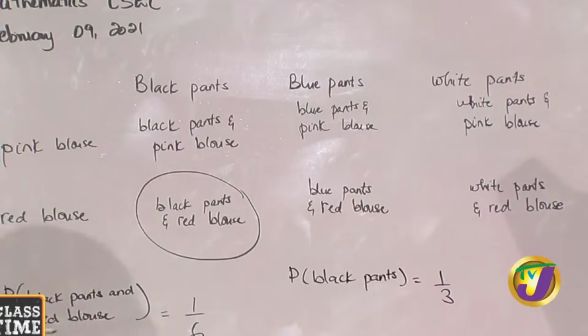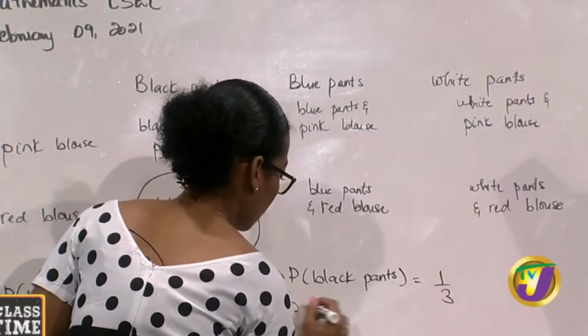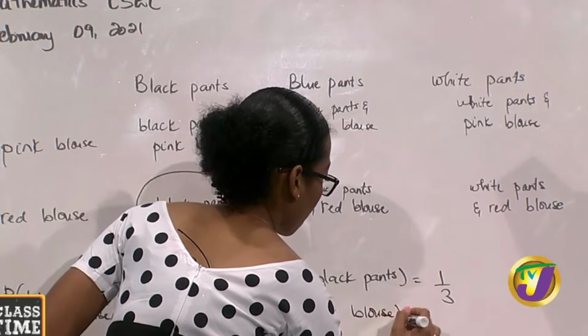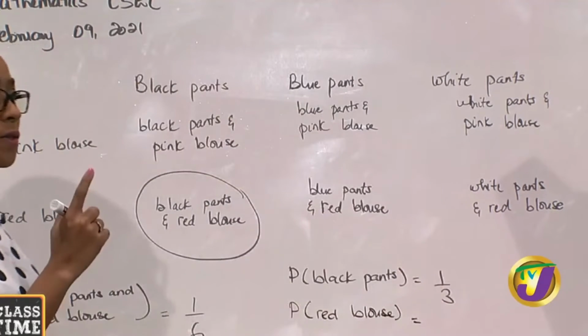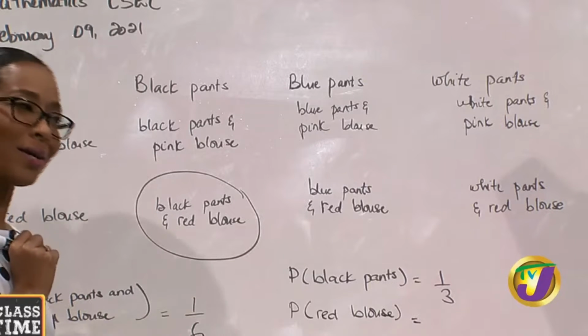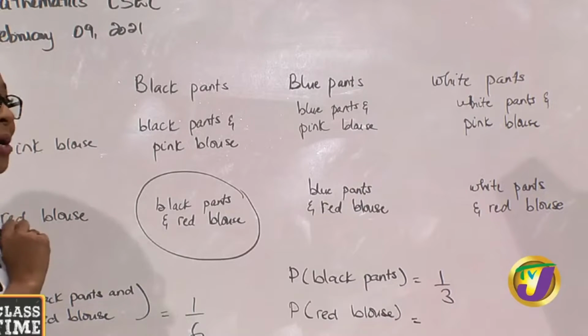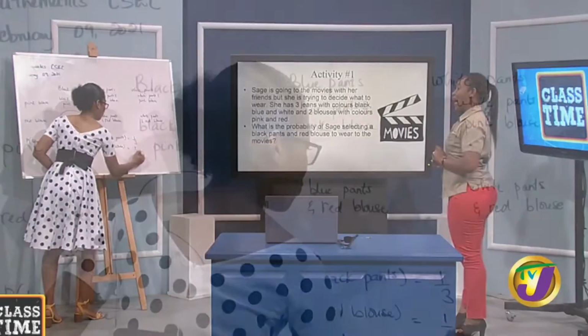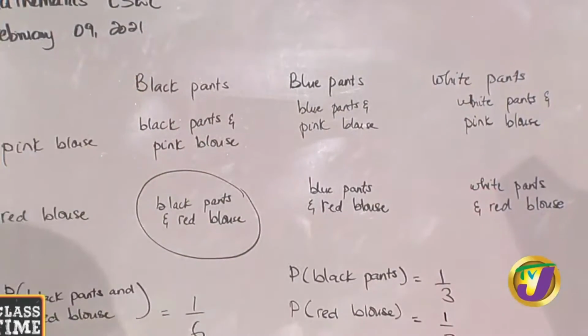Probability of a red blouse. How many blouse colors does she have? 2 blouses, and she can choose the red. It's 2 blouses. She has pink and red. So it's 1 out of 2. A half.